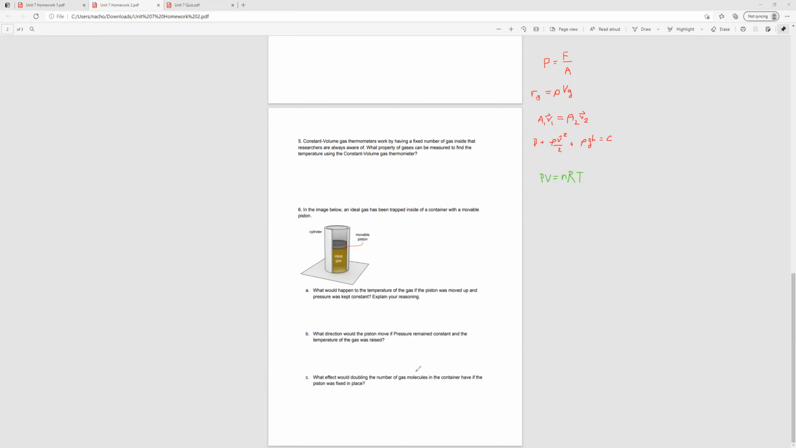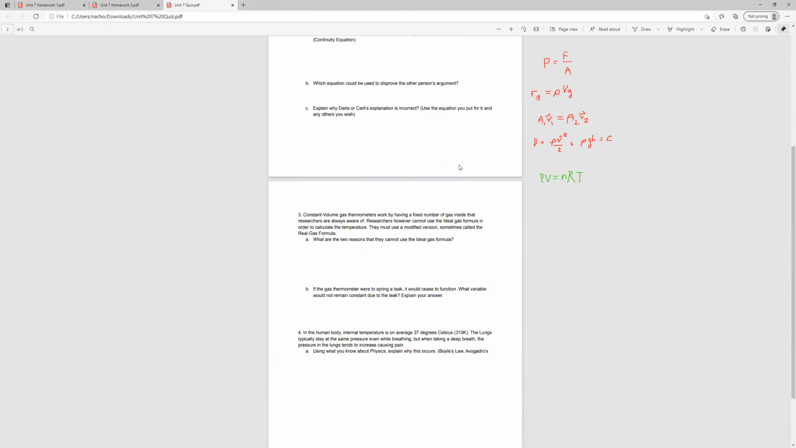What effect would doubling the number of gas molecules in the container have if the piston was fixed in place? So V is constant. And what would doubling n do? So this is increased, right? So there are two possible correct answers. You could either say that pressure would increase because there are more gas particles, or the temperature would decrease. Right. The more likely candidate is for pressure to increase first. Temperature changing is less likely to instantly occur, but both are correct answers in Mr. Cho's eyes.